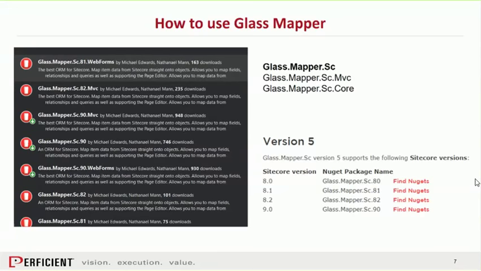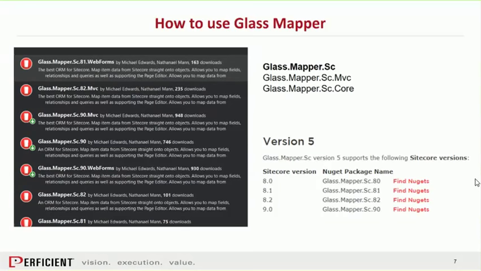So the key change here in this new version is you install by the Sitecore version you are working on. So if you are working in Sitecore 9, you would need to install glassmapper.sc.90. As you can see on the screen, for each version of GlassMapper, there are 3 packages: glassmapper.sc, .sc.mvc, .sc.core.